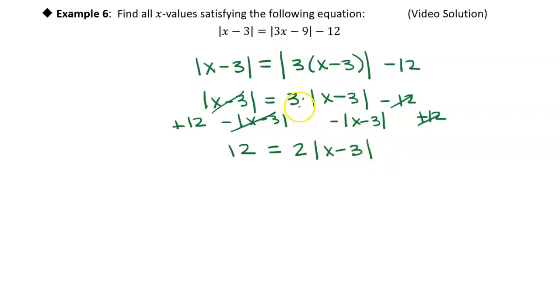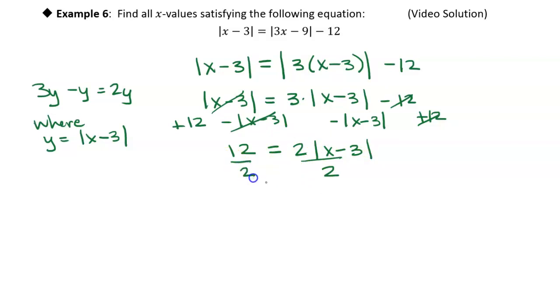I have 3 of them and I'm subtracting 1 of them. Or you could think of it as 3y minus y is equal to 2y, where y is equal to the absolute value of x minus 3. You could do a substitution like that if you want to. So I've subtracted and moved all the absolute values to one side. The only thing I don't like is this 2, but I can divide both sides by 2. Then I get 6 is equal to the absolute value of x minus 3.